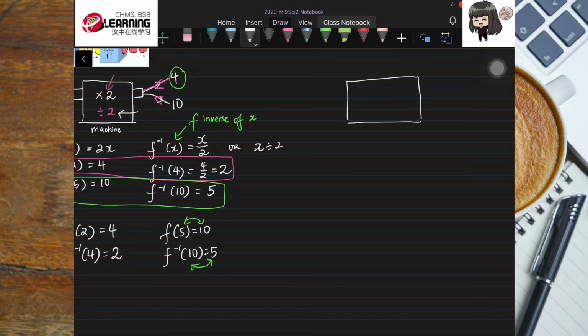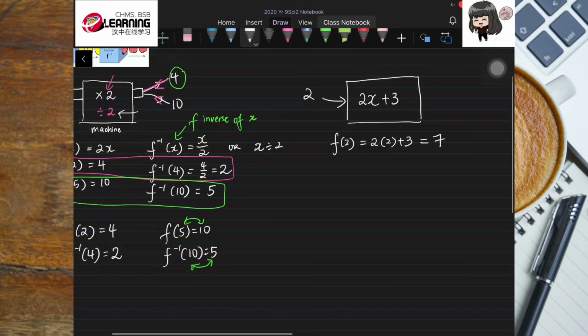Now let's say this machine generates a function that is 2x plus 3, right? So if your input is 2, we can write this as f of 2 equals 2 times 2 plus 3, and it will generate an output of 7. Your image will be 7, so your output here will be 7. So the function f of x is 2x plus 3.